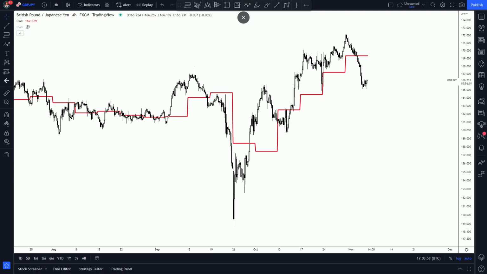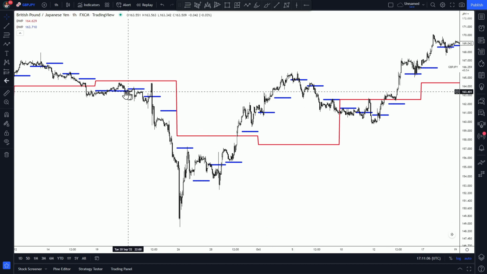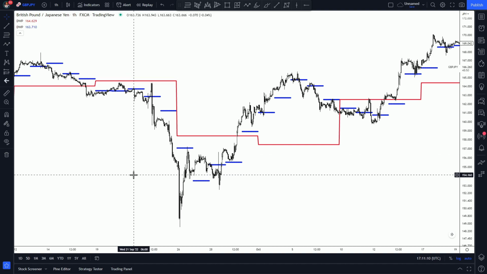So let's load another chart and I'll show you the second way. The second way that you can use this indicator is if you add a daily pivot to your chart as you use a weekly pivot, you can use it as an additional indication or confirmation of trend direction. So the second way is to use it as a breakout indicator.